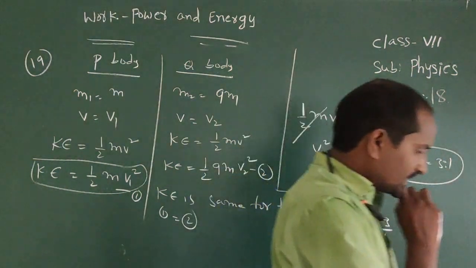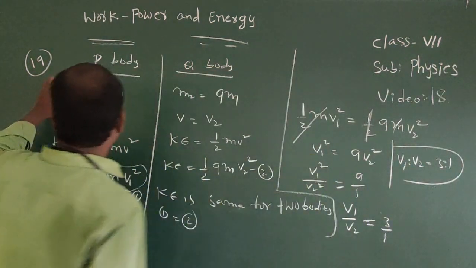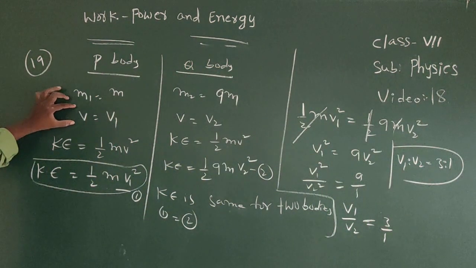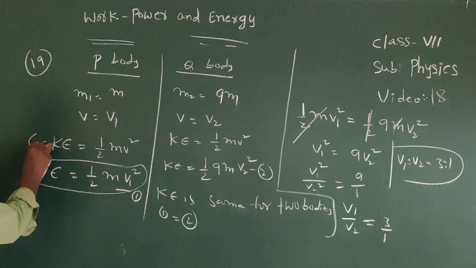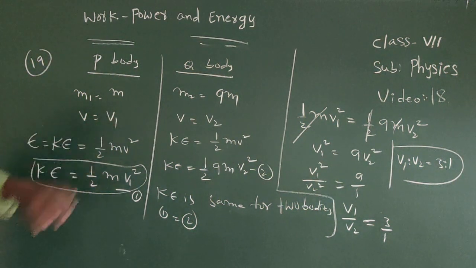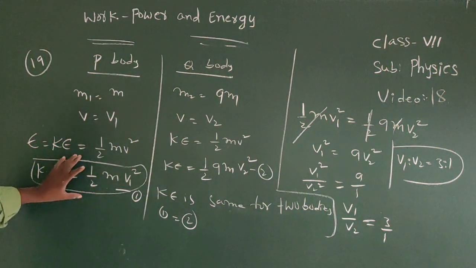The ratio between the velocity of the P body and the Q body is 3 is to 1. Now, first body mass equal to M, velocity equal to V1. The kinetic energy E is given. So that is equal to half into M into V square, half into M into V1 square. It is equation number 1.